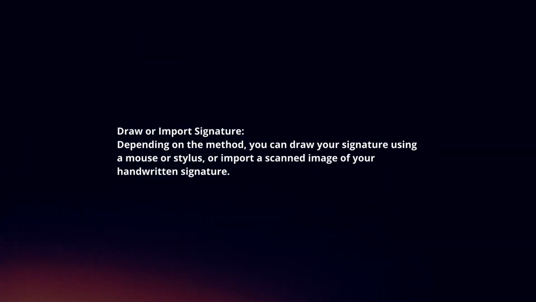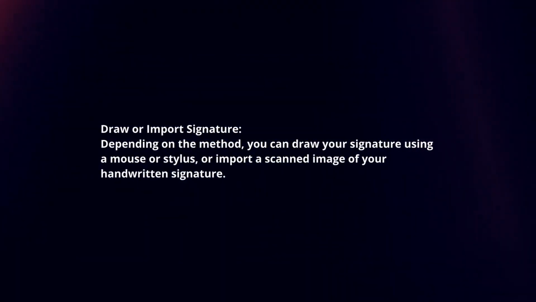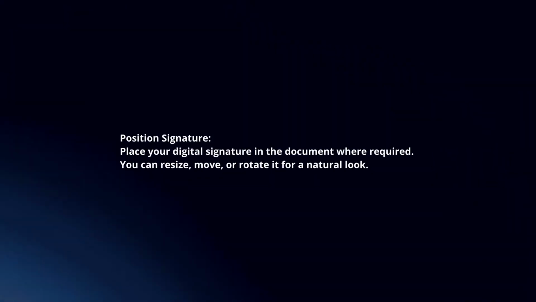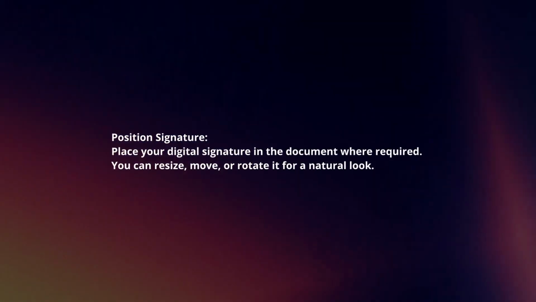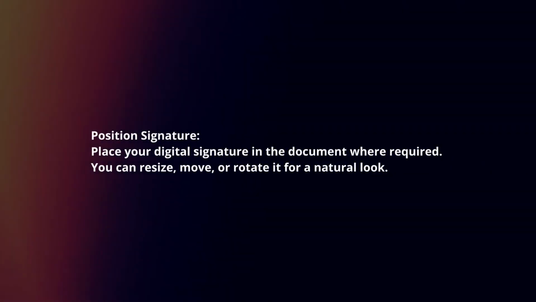Draw or import signature. Depending on the method, you can draw your signature using a mouse or stylus, or import a scanned image of your handwritten signature. Position signature. Place your digital signature in the document where required. You can resize, move, or rotate it for a natural look.